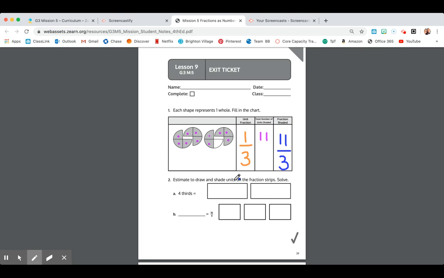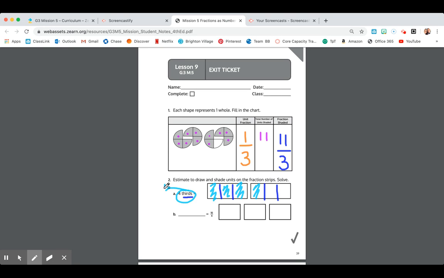It says number 2. Estimate to draw in shade units of the fraction strips. Solve. 4 thirds. This word thirds tells me that there are 3 equal pieces in each whole. There are 4 that are shaded. 1/3, 2/3, 3/3, 4/3.